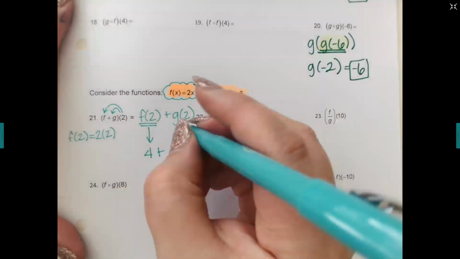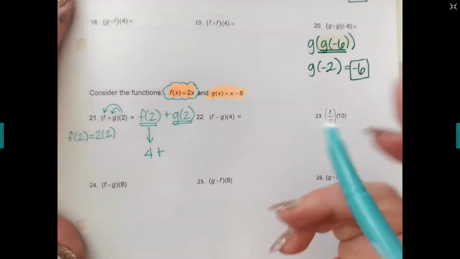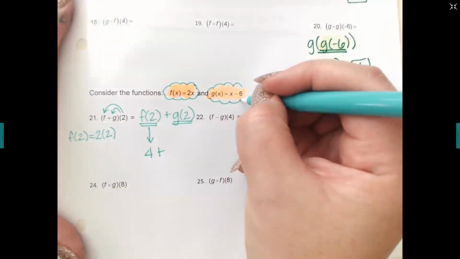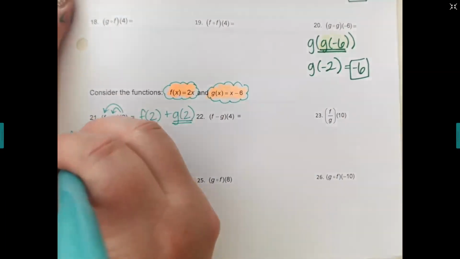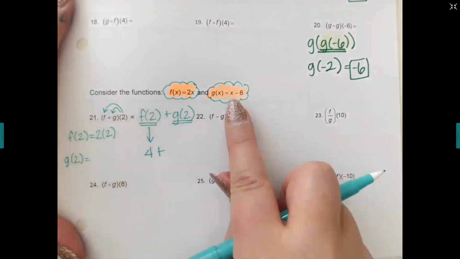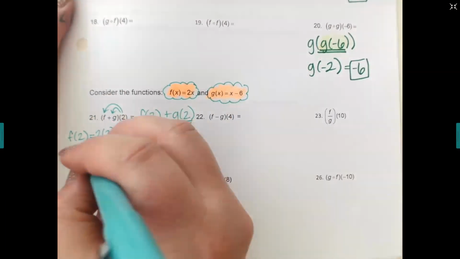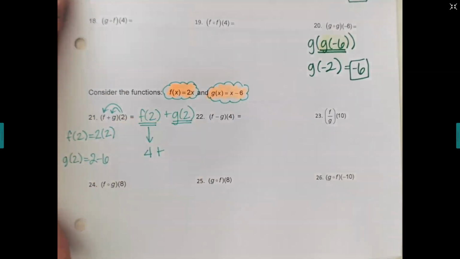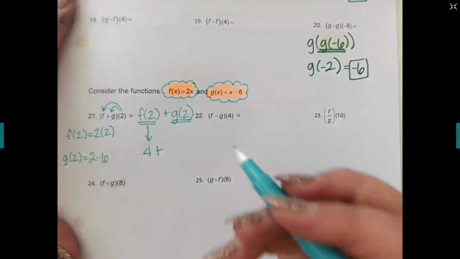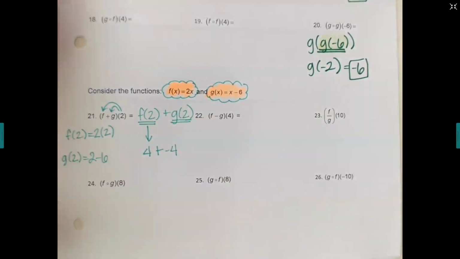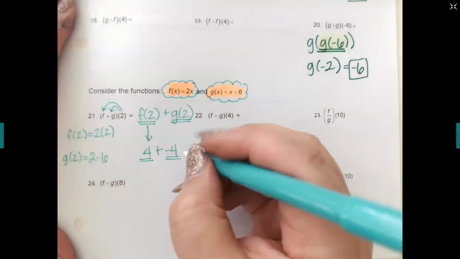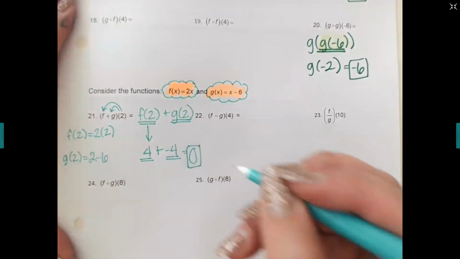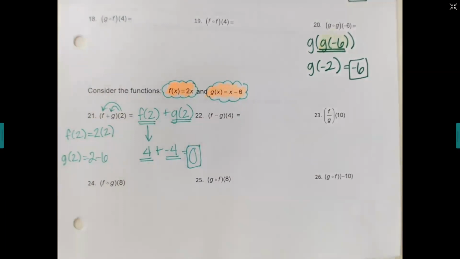Next, I want G of 2. Well, look at your G formula right here. It's x minus 6. Then I would take my 2 and plug it in right there. So G of 2 would be 2 minus 6. If you have a calculator, you should be able to figure out 2 minus 6 is negative 4. But then what am I ultimately doing with the 4 and the negative 4? We're adding those, so that would give you 0, because you get plus or minus the same number.